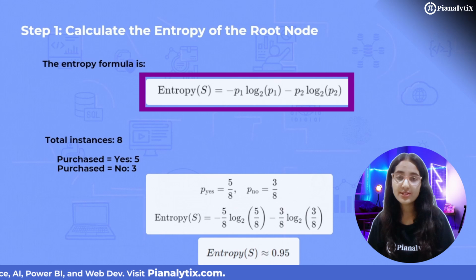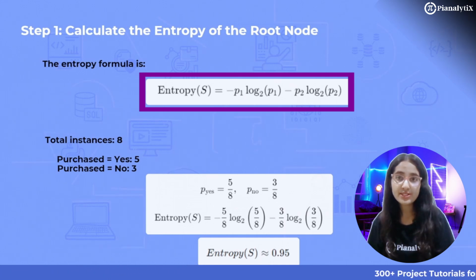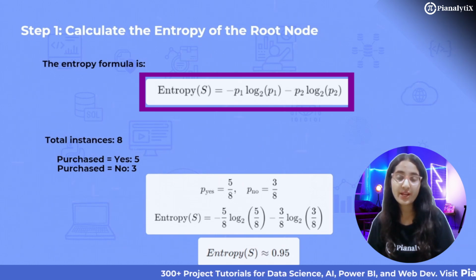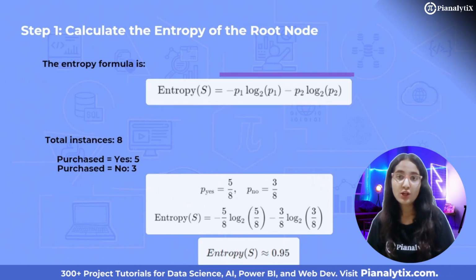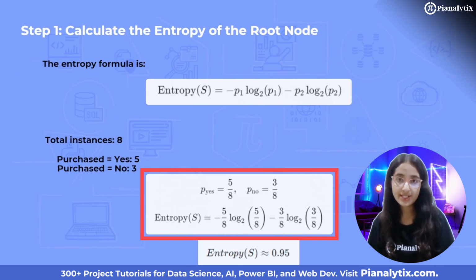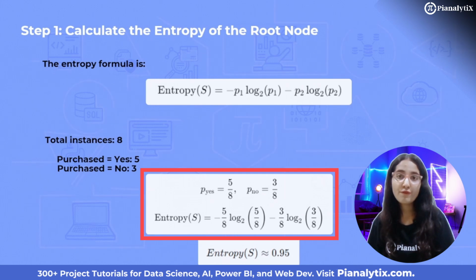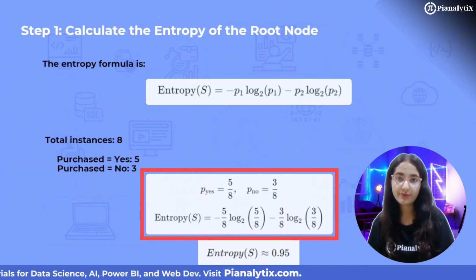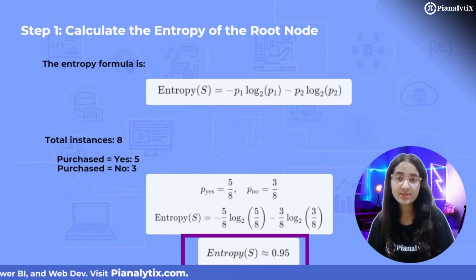The entropy formula is minus P1 times log P1 minus P2 times log P2, where P1 is the proportion of the positive class, in this case yes, and P2 is the proportion of the negative class, that is no. Total instances in our example is 8, where purchase yes is 5 and purchase no is 3. So the probability of yes is 5 by 8 and that of no is 3 by 8. By putting this in the formula, the entropy of the root node is approximately 0.95. This represents the uncertainty or impurity in the data at the root.